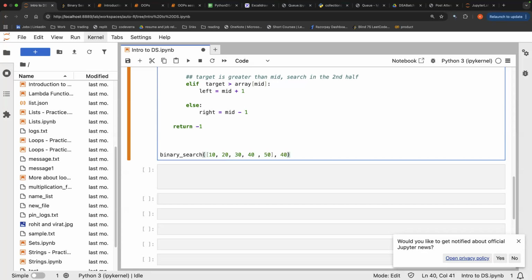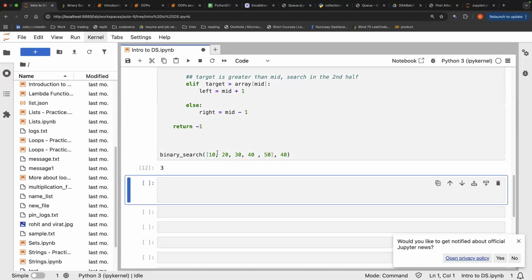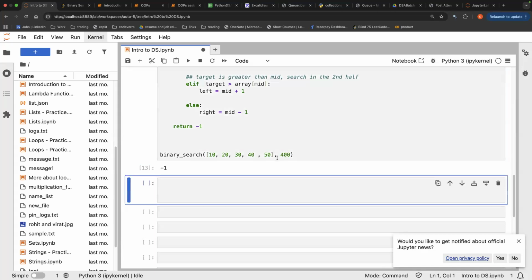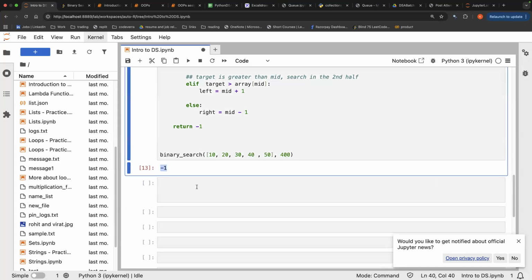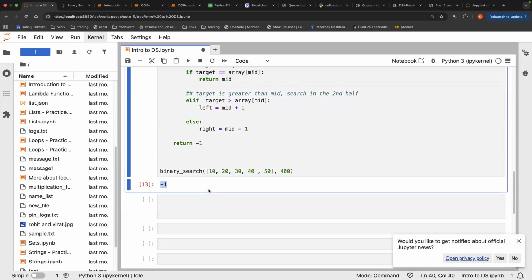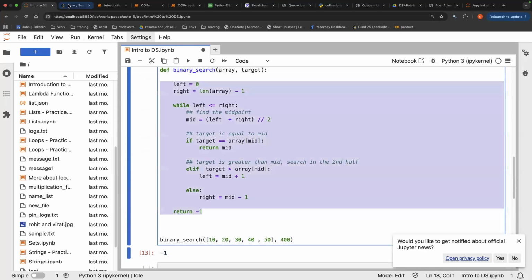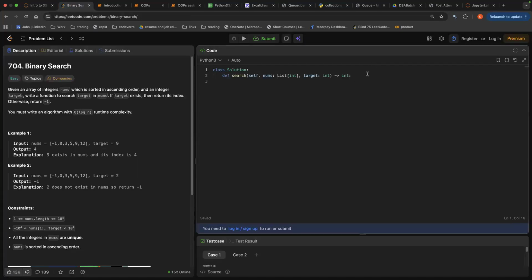So what should the answer be? Answer should be 3: 0, 1, 2, 3. So 40 is at index 3, it is giving us correct. And if we say 400, then it should give us -1 because it does not exist. Can we take this code and put it here? Binary search question.